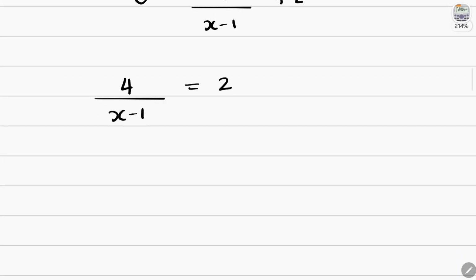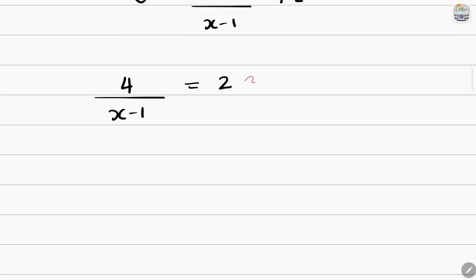And now we can go ahead and cross multiply. So to make this a fraction, you can put it over 1. Then now that it's a fraction, you can cross multiply.